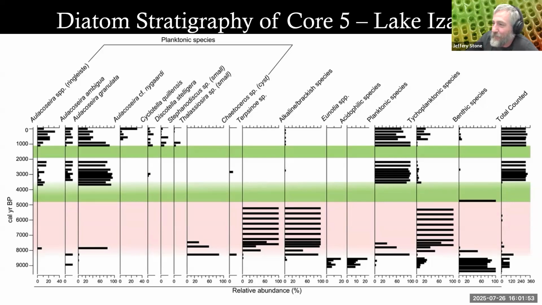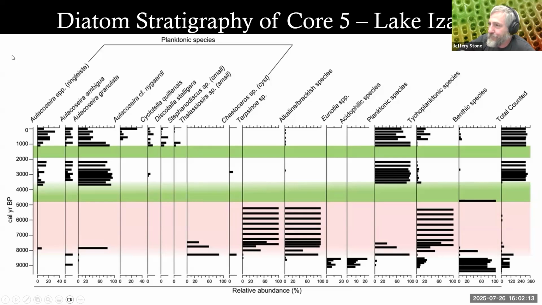And then the very top part of the record, basically we come back to seeing normal, mostly freshwater diatoms with some pulses of changes towards the top, where there's a little bit more diversity, a little more nutrients in the system, which I interpret to be probably associated with people moving into the environment.